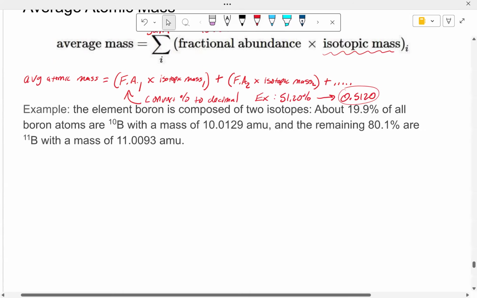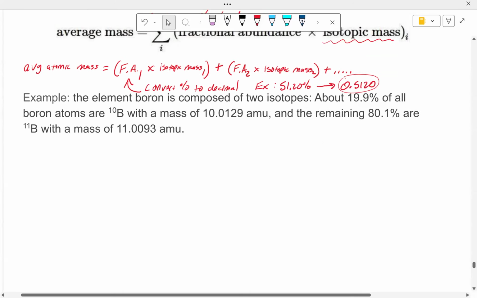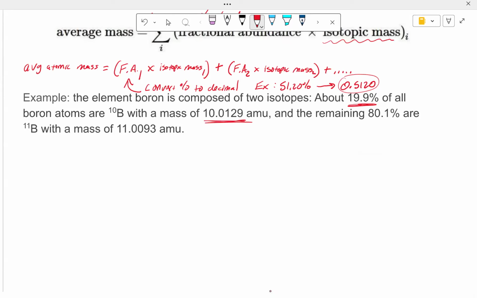So, for example, the element boron is composed of two isotopes. So 19.9% of all boron atoms is boron 10. There's the atomic mass. And the remaining percent is boron 11. And there's the mass. And what we're going to do is calculate the average atomic mass.